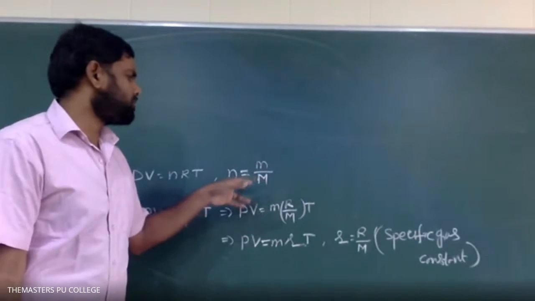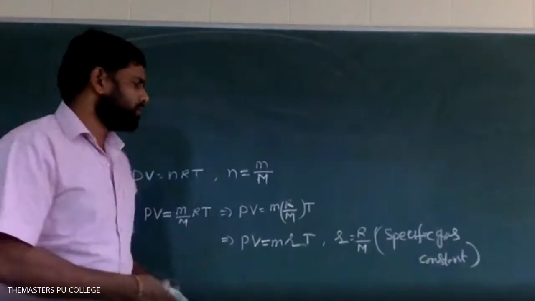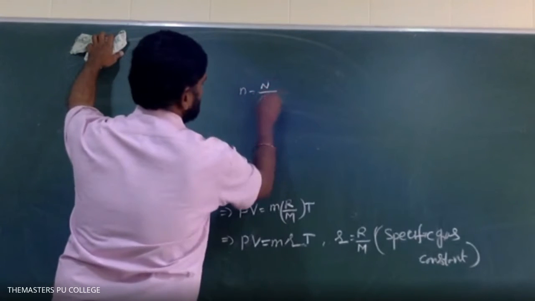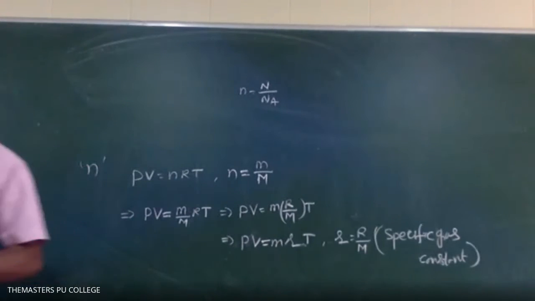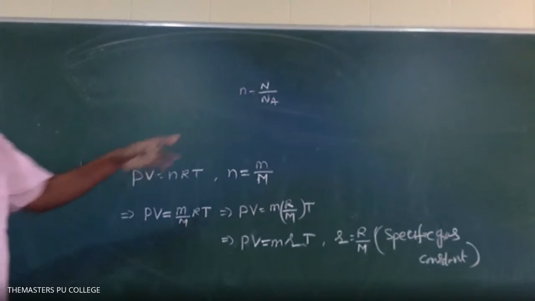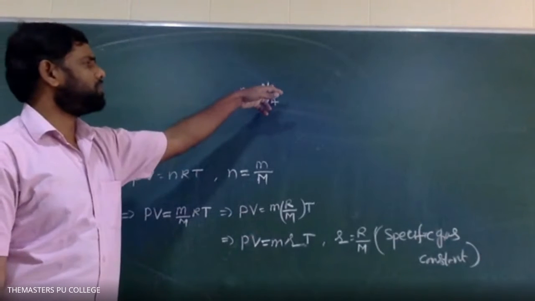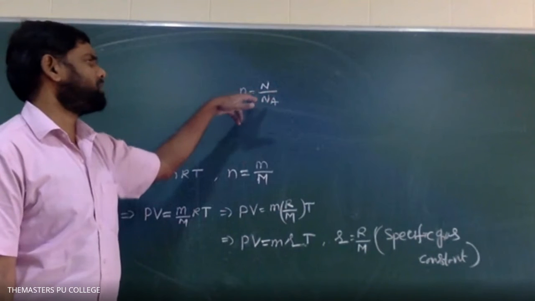Sir, can you once again explain that m by M? It is the formula: number of moles, that is equal to mass of gas by its molecular mass. And we can also write one more formula: n equals capital N by Na. What does capital N stand for? Na is the Avogadro number. Capital N stands for the total number of molecules. Yes, the total number of molecules of the gas to its Avogadro number gives the molarity of the gas, that is nothing but the number of moles.